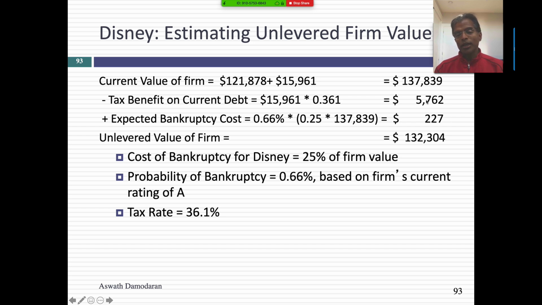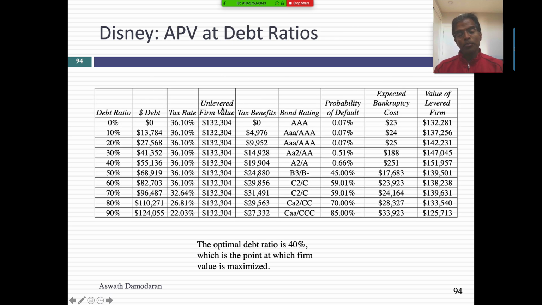So here's what I'm doing. I'm saying if I don't have the debt, I'd lose the tax benefit, but I wouldn't have the bankruptcy cost. My unlevered firm value is 132.3 billion. So I'm ready to do the APV approach for Disney.